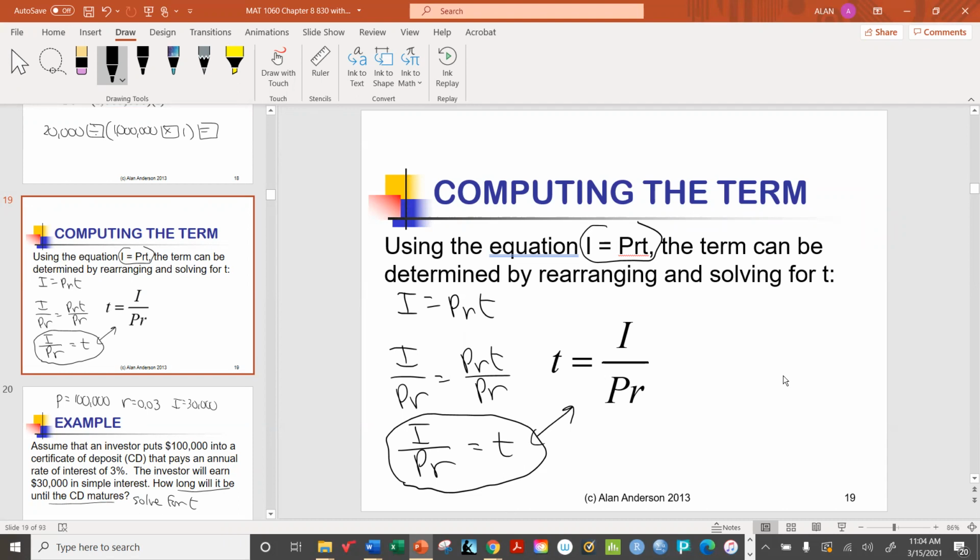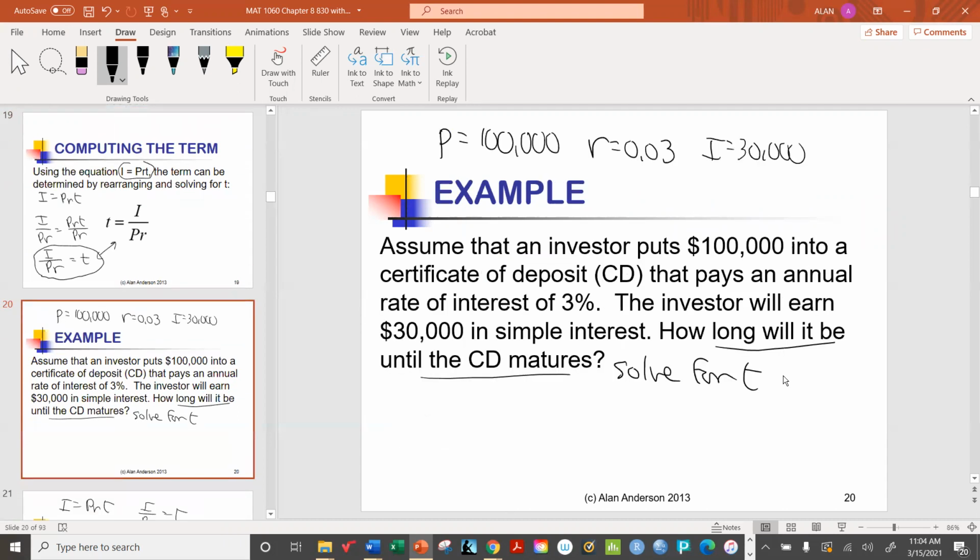All right, let's look at this example. An investor puts $100,000 into a CD, which means you have to leave it there a certain length of time, that pays an annual rate of 3%. And we're told that the investor will earn $30,000 in simple interest. What we don't know is how long the money has to stay in this account. In other words, how long will it be until the CD matures? All of that tells me that we're solving for T. How long will it take to earn $30,000 worth of interest in an account like this?